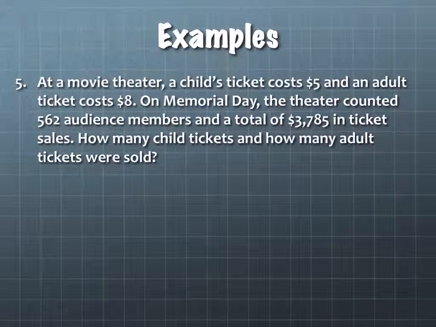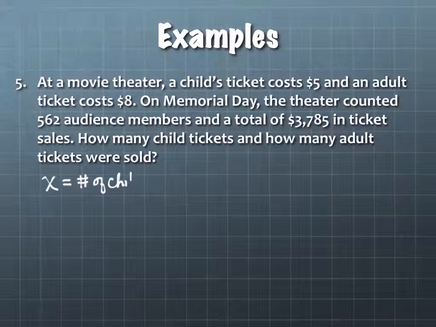But we do need to have something for children's tickets and something for adult tickets. I'll use X and Y for this one, and I'll use the more creative letters for our next problem. Okay, so X. Now, I don't want you to write down just X as child tickets. That's actually not what it is. What are we asked to find? The number. It's the number of child tickets sold, right? So this is the number of child tickets.